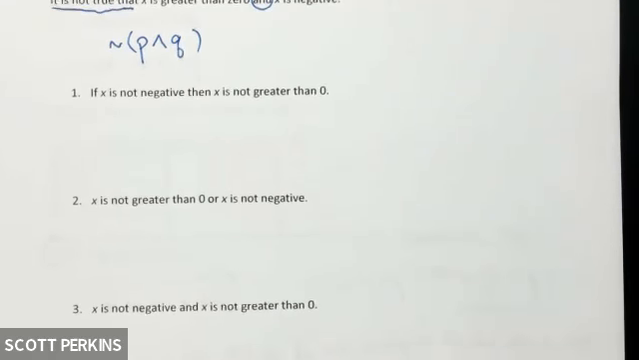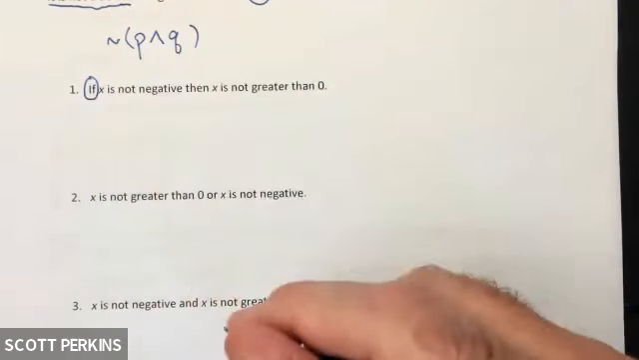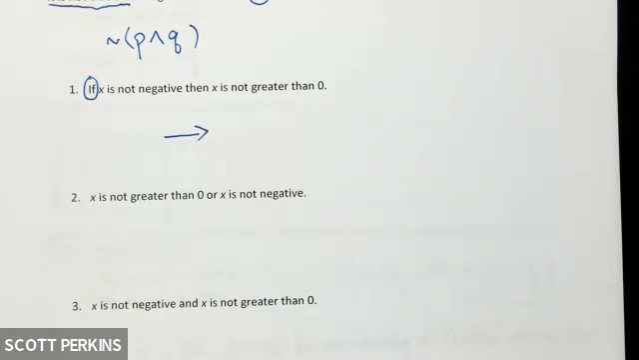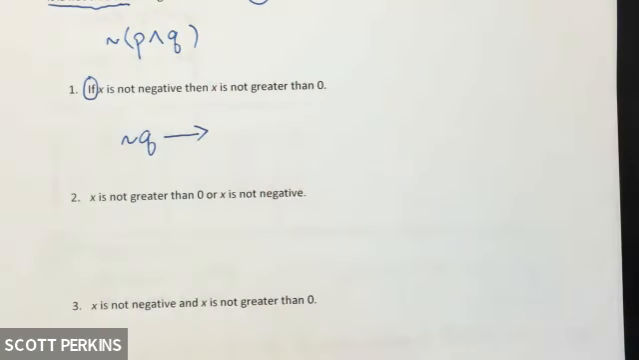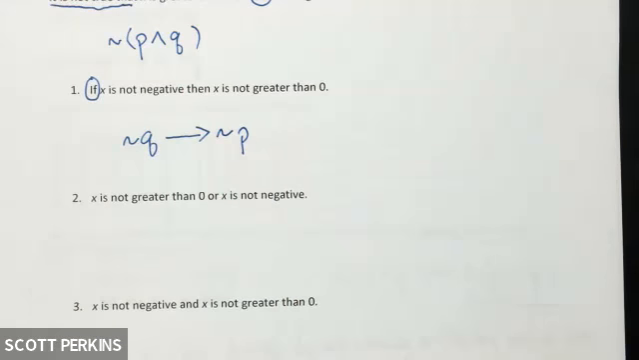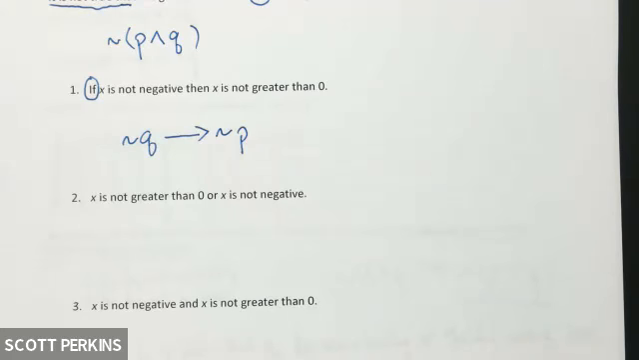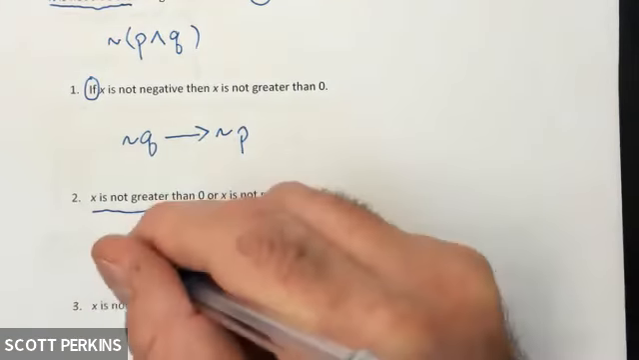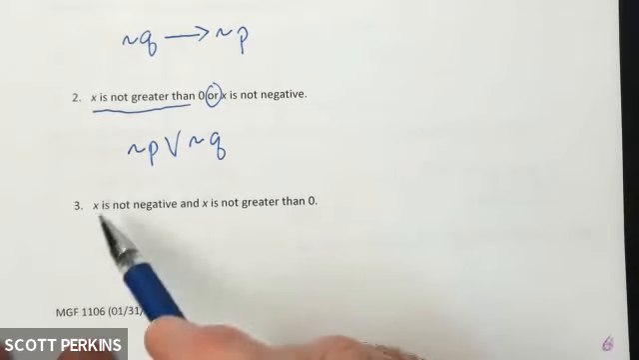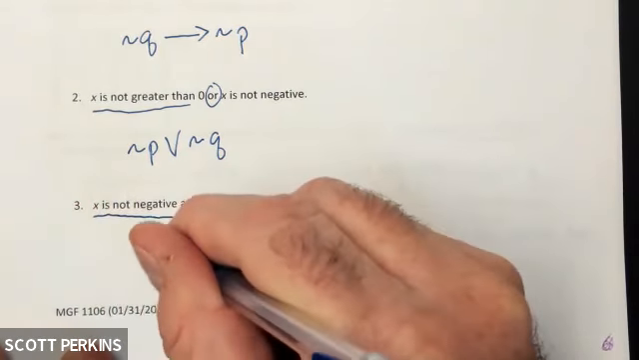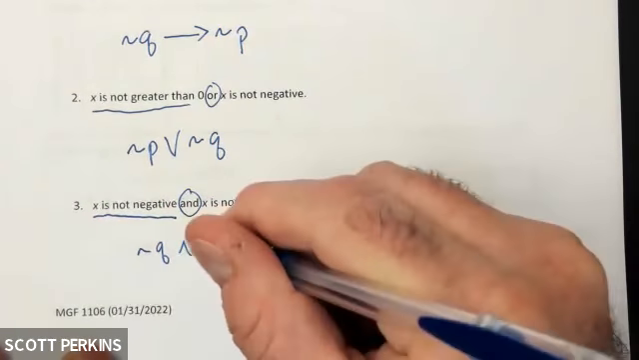Wonderful question. Okay, so statement one is if, I'm going to circle the word if, that tells me it's a conditional statement, so I'm going to draw an arrow. If x is not negative, so if squiggly q, then x is not greater than 0, so squiggly p. The next one is x is not greater than 0, so squiggly p. Or, so this is a disjunction, x is not negative, so squiggly q. And then last but not least, the one down here at the bottom, x is not negative, so that is squiggly q, and x is not greater than 0, so squiggly p.